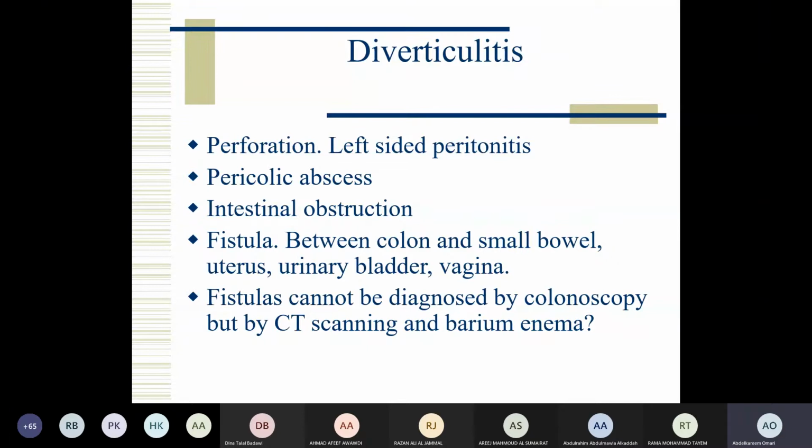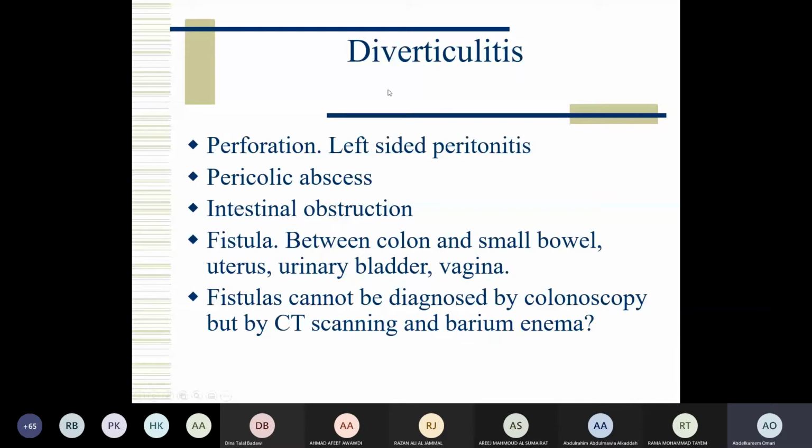In surgical terms we call it left-sided appendicitis. But if it perforates, then it becomes left-sided peritonitis. It may cause a pericolic abscess, or intestinal obstruction in long-standing, neglected patients. There may be a fistula between the colon and the small bowel, or the uterus, or the urinary bladder, the surrounding area. It may penetrate and become a fistula.